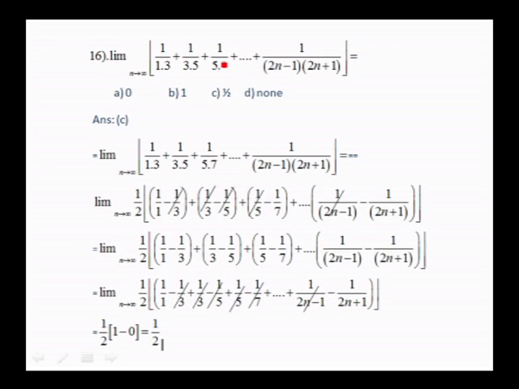So I rewrite these things as 1 over 1 by 3 minus 1 by 5, 1 over 5 minus 1 by 7, lastly 1 over 2n minus 1 minus 1 over 2n plus 1. So when you rewrite like that, of course, the 2 I have compensated by writing 1 by 2 outside.